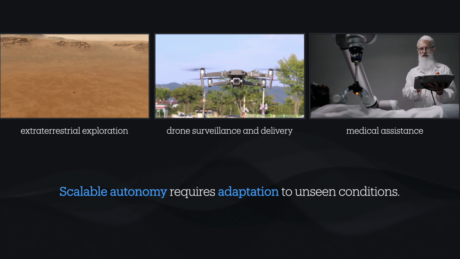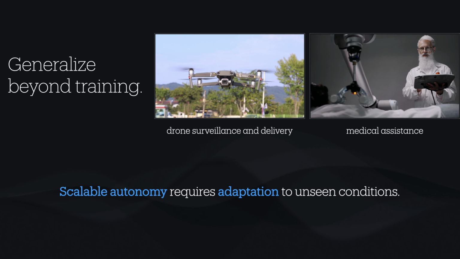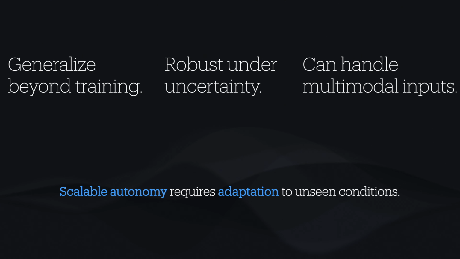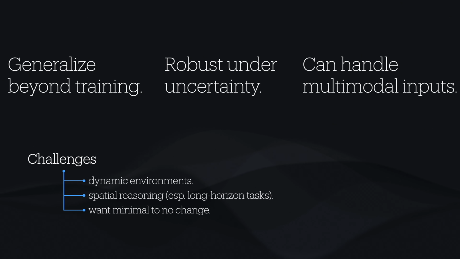To name a few, one of them is to generalize beyond their initial training data sets. Another one is to be robust under uncertainty in inputs and tasks. Another one is to be able to handle different types of inputs. And there are challenges to these. To name a few, the environments are mostly dynamic, so it's uncertain. More often than not, there's a component of spatial reasoning, especially when there are long horizon tasks. And the other thing is us wanting to have minimal to no change when we generalize these methods.